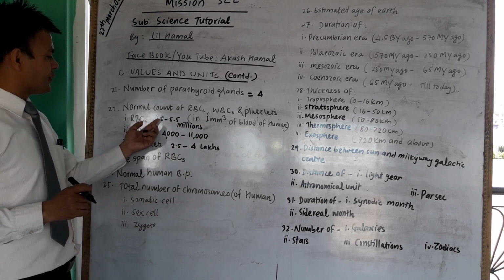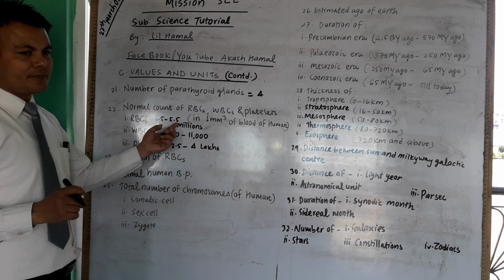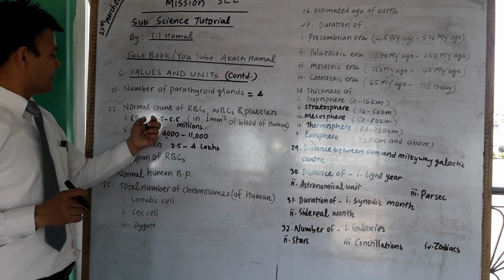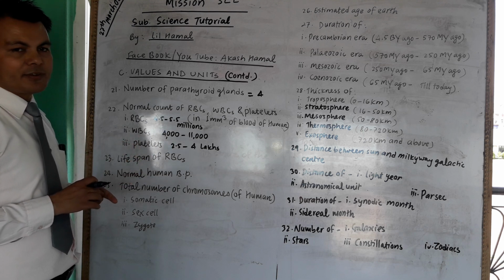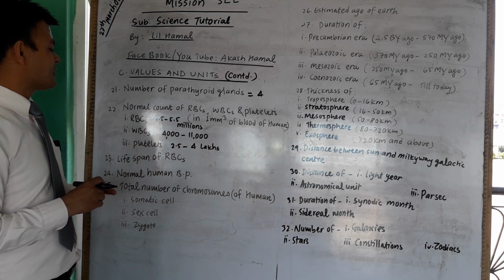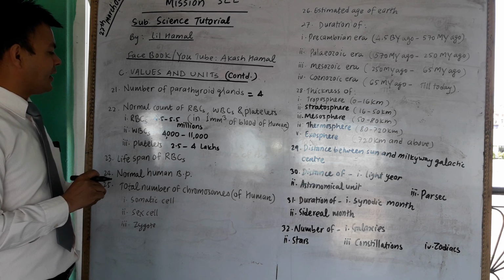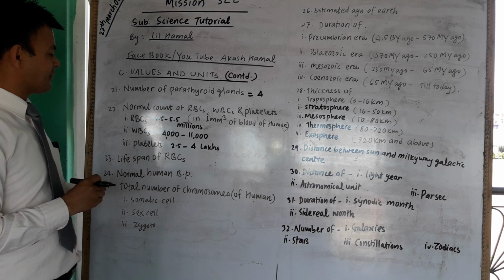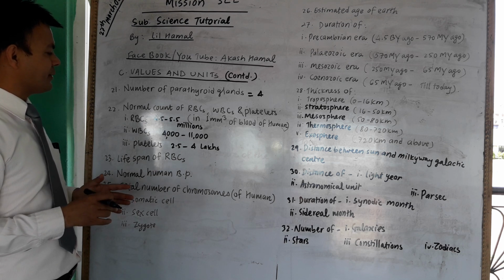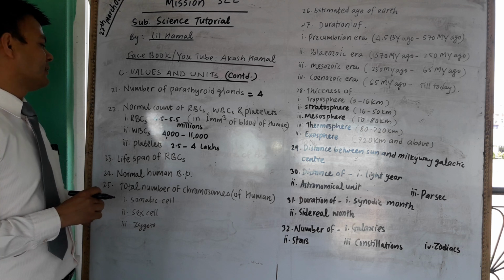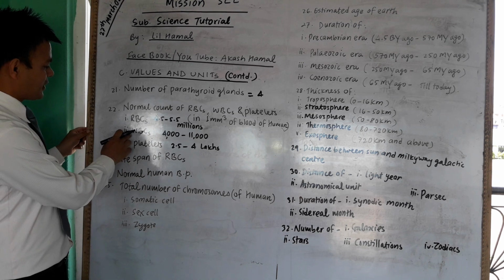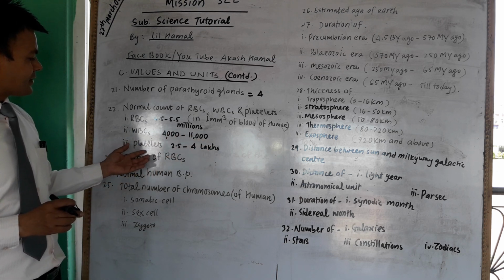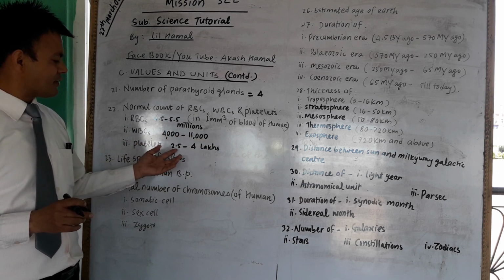So the RBC count is 4.5 to 5.5 million. It's a little bit different between male and female. For example, in the male, it's from 4.5 to 5.5 million, and in the female, it's from 4.5 million to 5 million. Likewise, the number of WBCs is 4,000 to 11,000. The platelets, 2.5 lakhs.